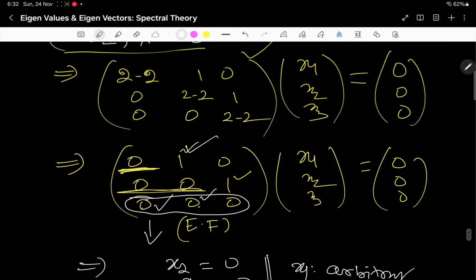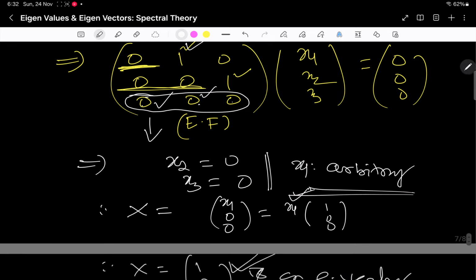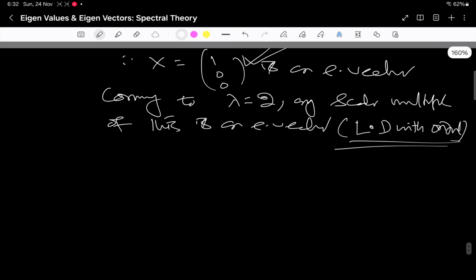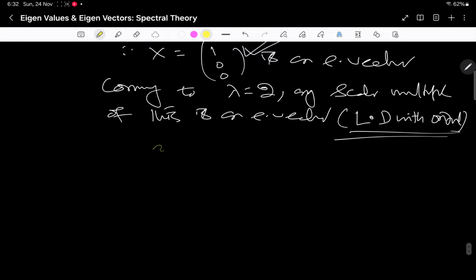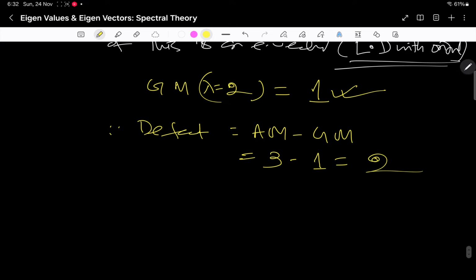So you see the eigenvalue is repeated 3 times, and from this you can understand that we get only one vector. If by simplification 2 rows become 0, then we will get 2 eigenvectors, right? So the geometric multiplicity for lambda equal to 2 is 1 here. Only one vector we are getting. So therefore what is the defect? The defect is algebraic multiplicity minus geometric multiplicity. It is 3 minus 1 is equal to 2, right? So what about your diagonalization?